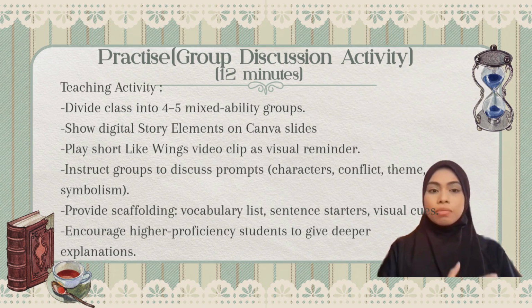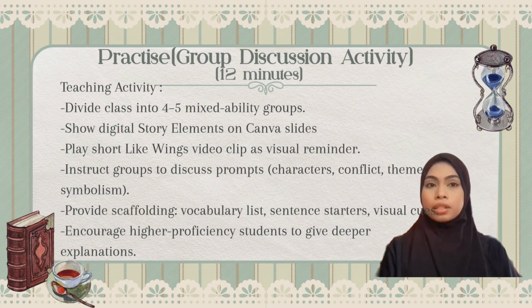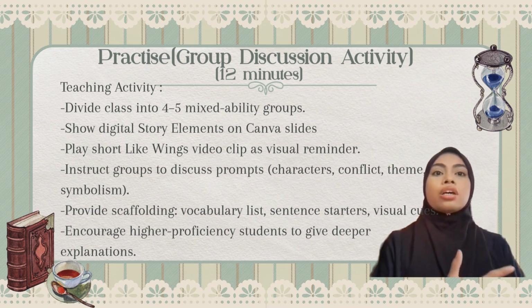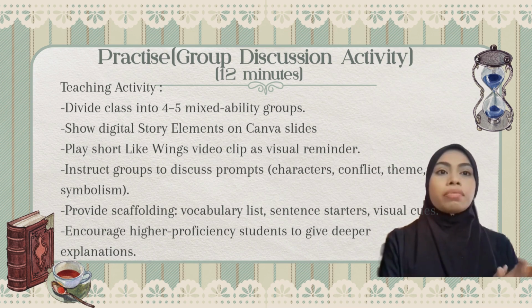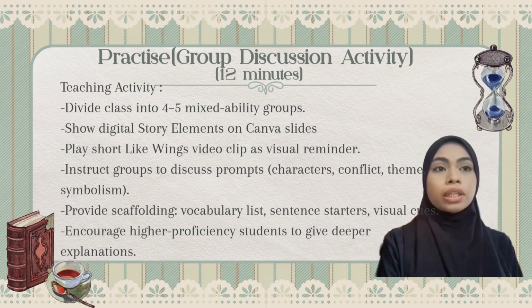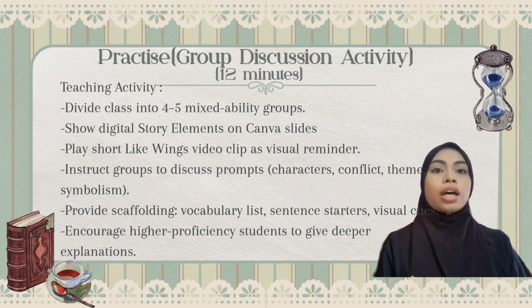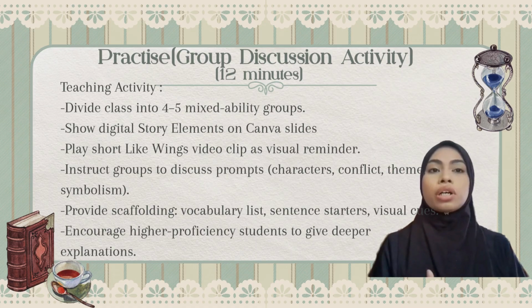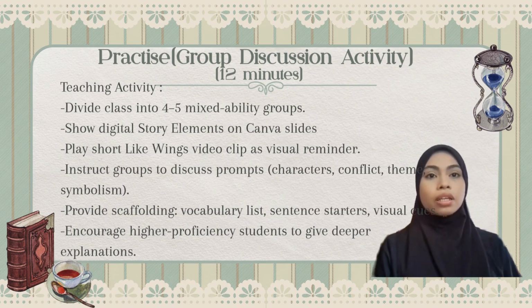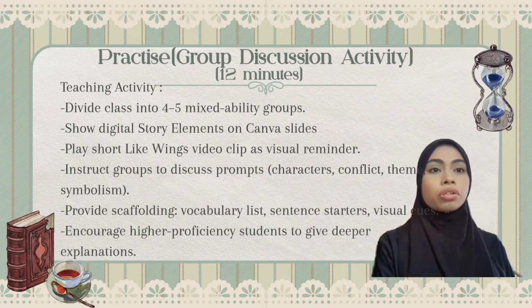Okay, I'll be continuing with the practice stage for this presentation. For this practice stage, I'll be focusing on a collaborative group discussion activity. In this part, I divide the students into 4 to 5 mixed ability groups. I will give them digital story elements through a Canvas slide. These digital story elements contain prompts related to characters, conflict, theme, and symbolism from the short story Wings.